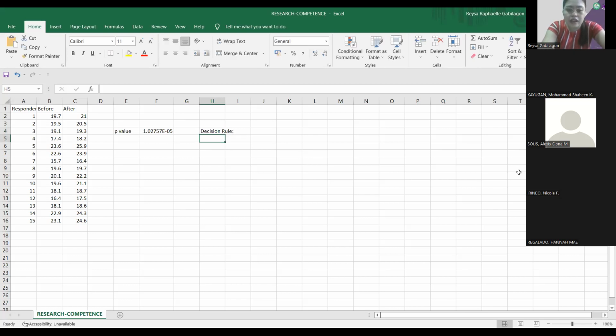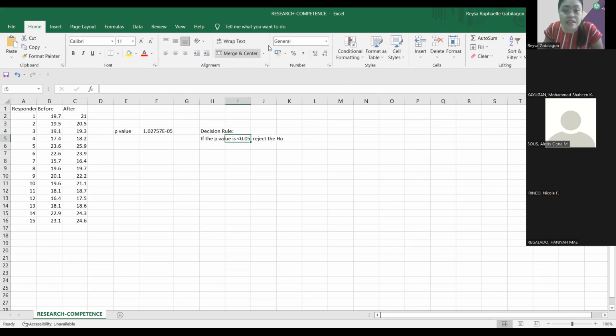Yung decision rule natin dito, if the p-value, this is the p-value here, is less than 0.05. Again, if the p-value is less than 0.05, ano gagawin natin? Reject. Okay, ano i-reject? Okay, very good. Reject the null hypothesis. So if you are going to look at the p-value, that is a very small value, naka-exponent na nga, negative 5 pa ang exponent niya. So meaning, yes, the p-value is really lesser than 0.05.